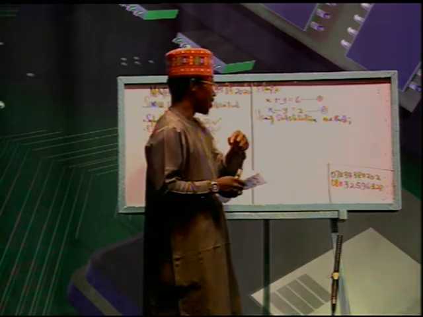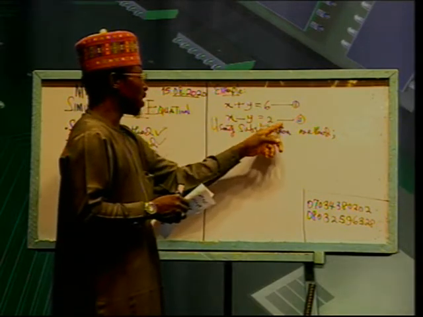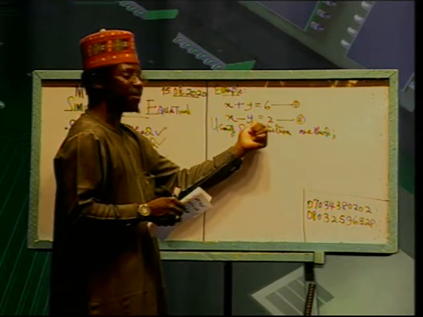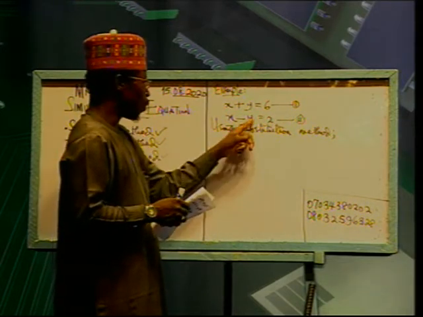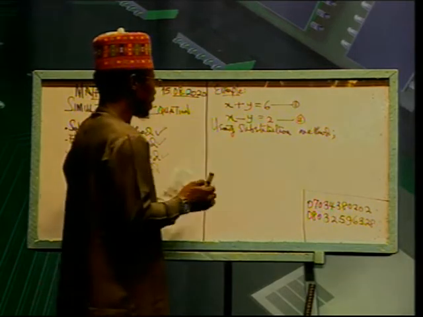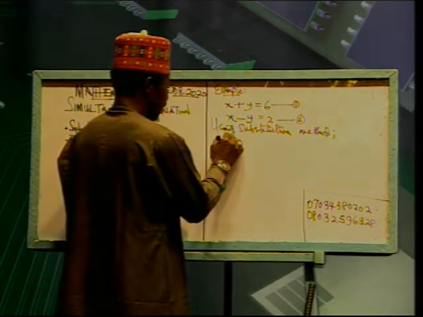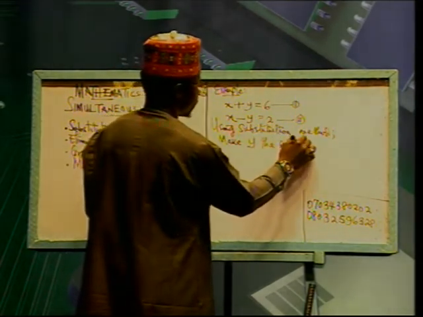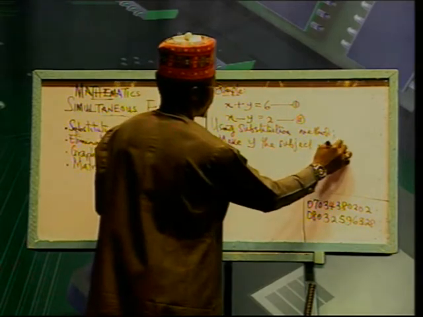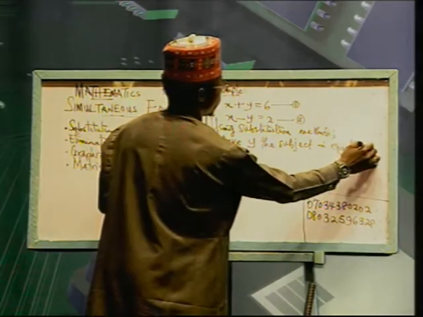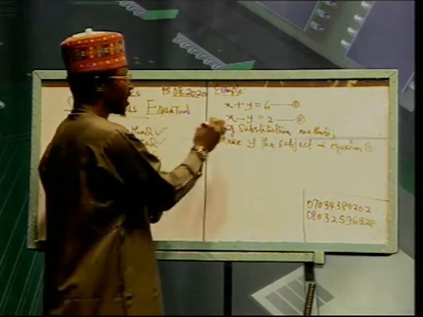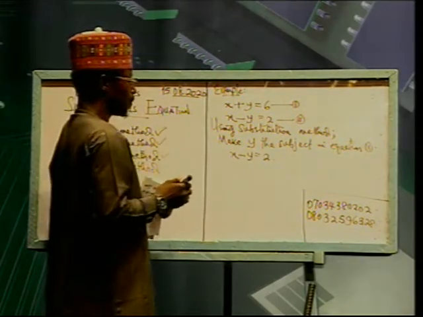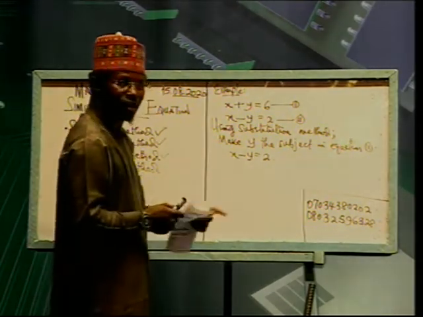If, for instance, we choose equation 2 here, we want to use equation 2 to get a certain variable and make that variable the subject in equation 2. Say y. If we want to make y the subject in equation 2, equation 2 is x minus y equals 2. What we want is y, not x minus y.